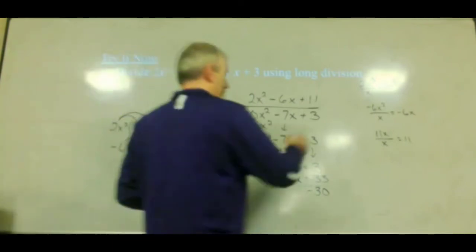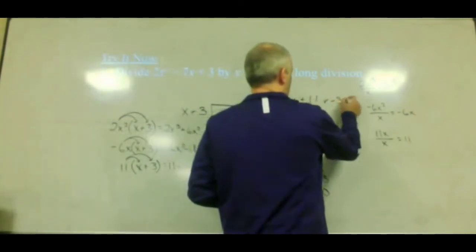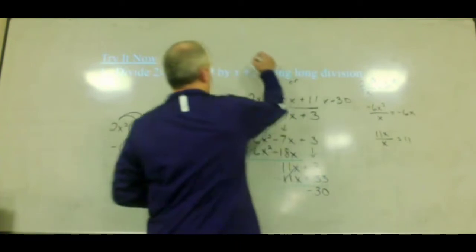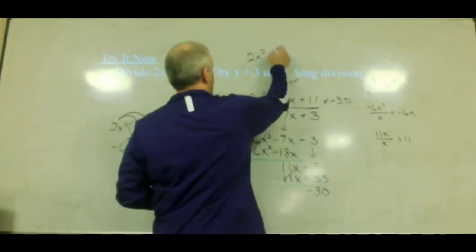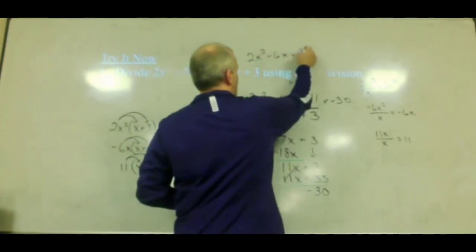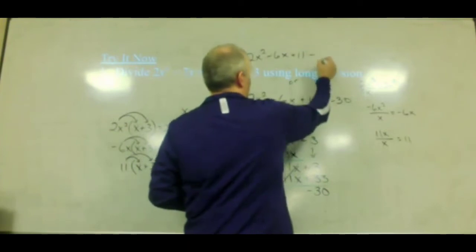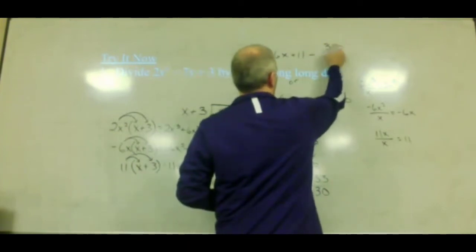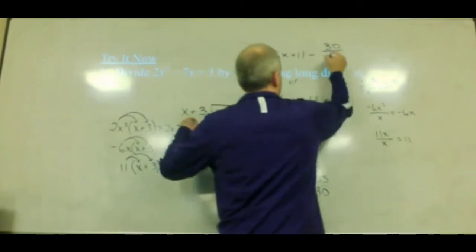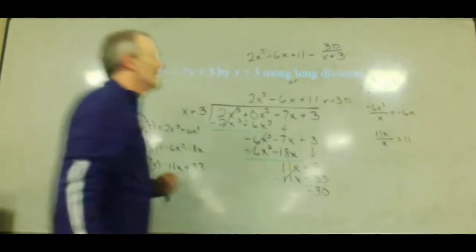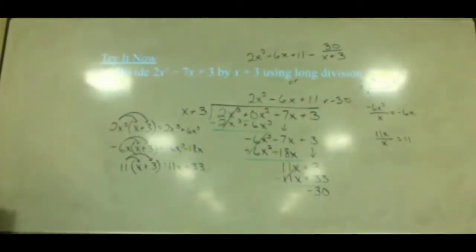So we would have remainder, negative 30, or like I said, the other way to write it is 2x squared minus 6x plus 11. And then you could put the minus in the front, but you would put 30 over x plus 3. Well, like I said, sometimes they'll want you to write the remainder separately. Sometimes they want to do it that way. How is the computer going to like it? It's going to ask for different ones, different ways, different times.